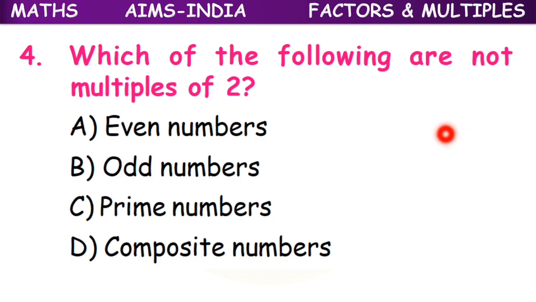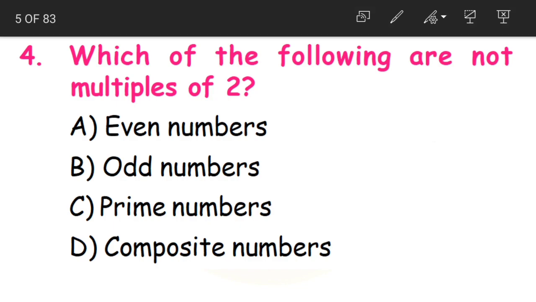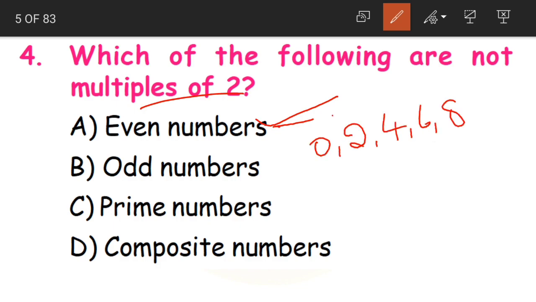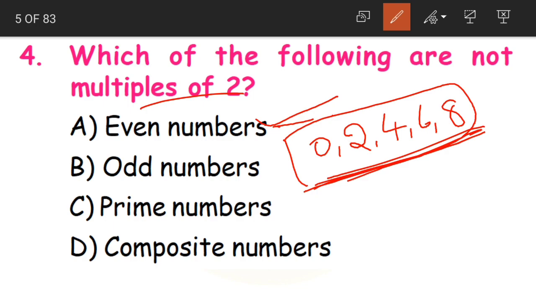Next, which of the following are not multiples of 2? If you remember the method of finding prime numbers, children, what numbers did we cancel for the multiples of 2? We cancelled all the even numbers. The multiples of 2 are always even numbers. The multiples of 2 will have 0, 2, 4, 6 and 8 in the ones place. For any number to be divisible by 2, it should have these in the ones place. What are these numbers also called? They are also called even numbers.